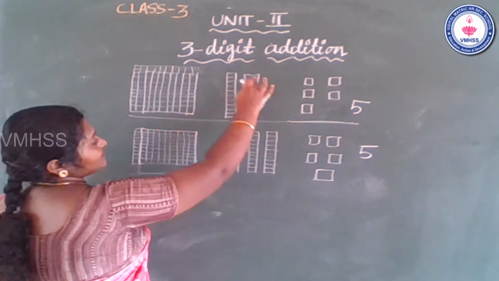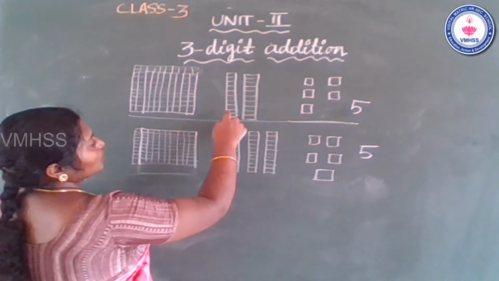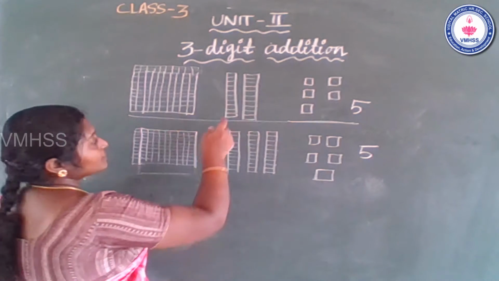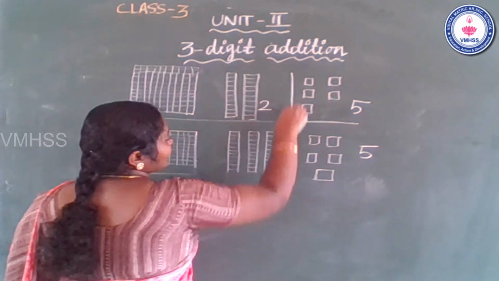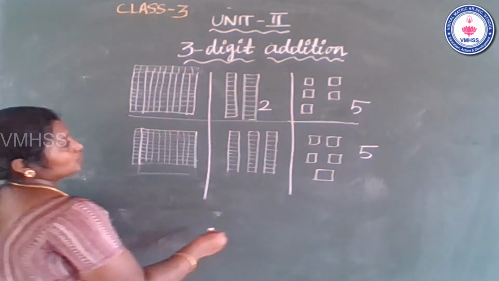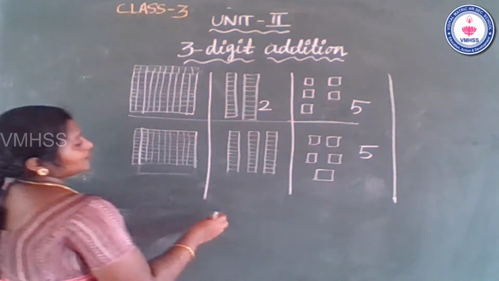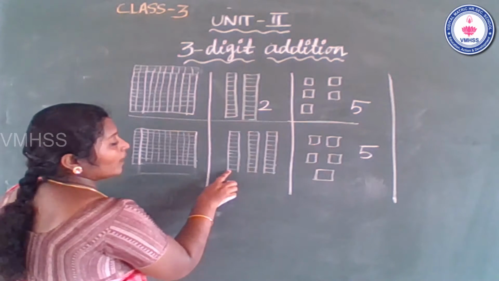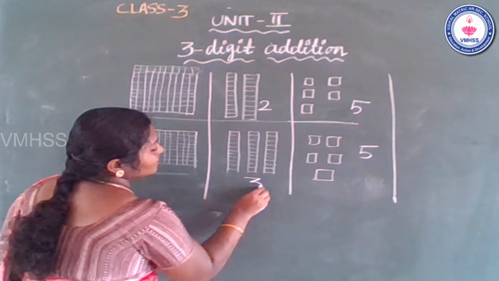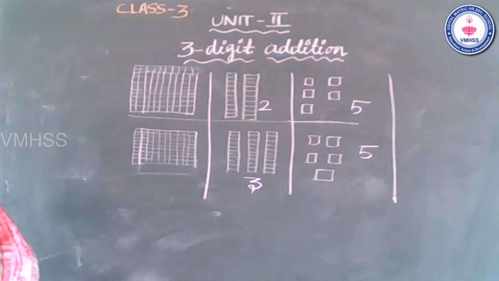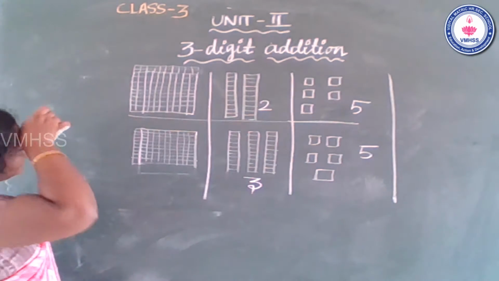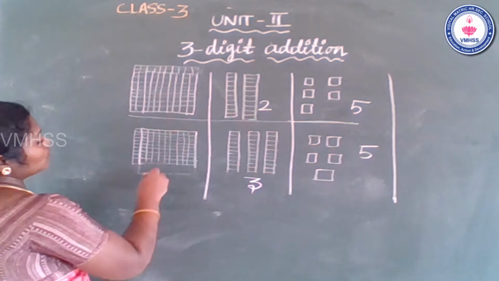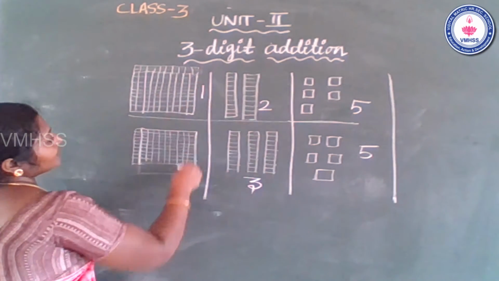Okay students. So then see this picture. How many tens are there? So first one, 2. So tens 2. How many tens are there? 1, 2, 3. So 3. Okay students. So next one, 100 place. How many hundreds are there? 1, 2. Only 2. 1 and 1.